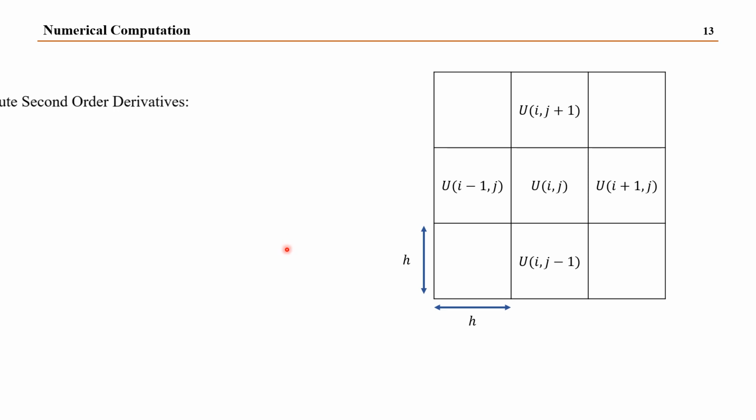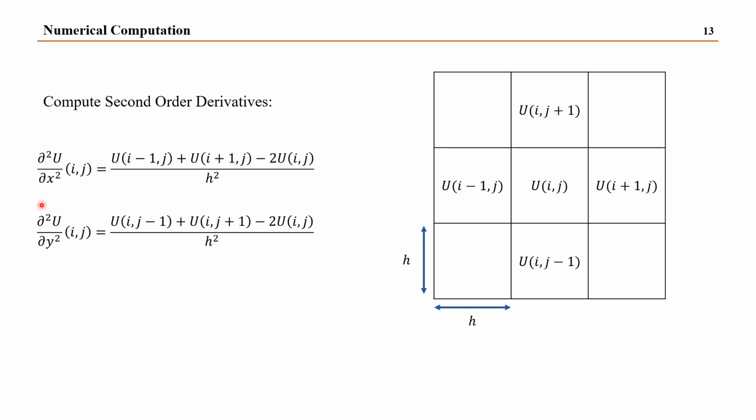Now we're going to talk about how we actually compute second order derivatives. So we have this grid right here. This is the value u_ij. To the right, we have u_i+1,j. To the left, u_i-1,j. Up, we have u_i,j+1, and down, u_i,j-1. The step size is h in both directions. Now, it can be easily shown that we can numerically approximate the second order derivatives at this point ij using the following equations. In the x direction, we have u_i-1,j plus u_i+1,j minus 2 times the value at this point, all divided by h squared. We can make a similar argument in the y direction.